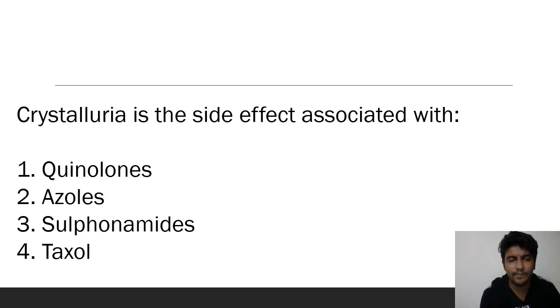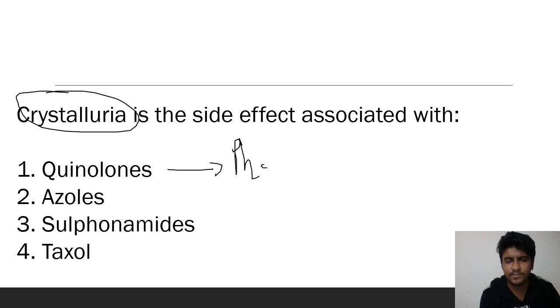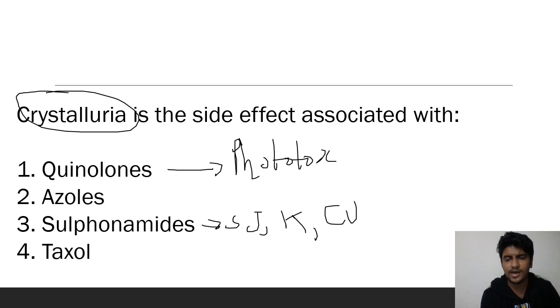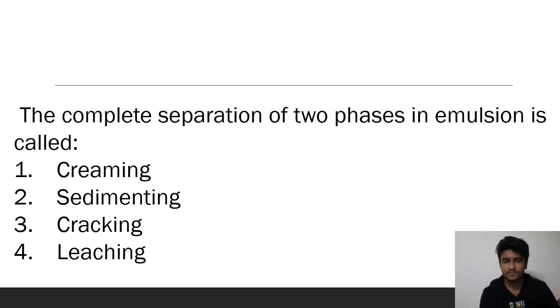Crystalluria, most commonly known crystalluria. Fluoroquinolone causes phototoxicity. That is very evident. Sulfonamides cause Stevens-Johnson syndrome. They cause kernicterus. They cause crystalluria and so many other side effects. So the answer has to be sulfonamides here.